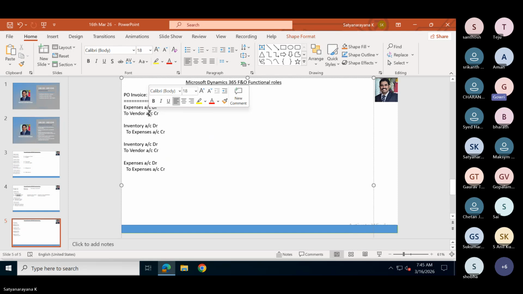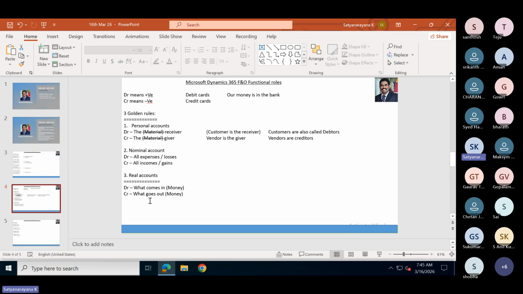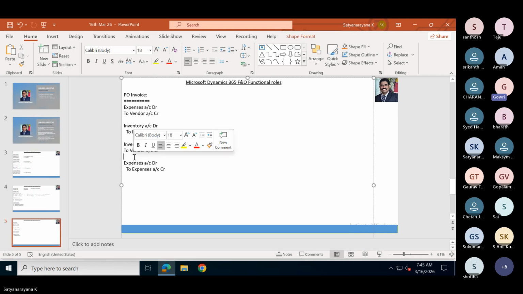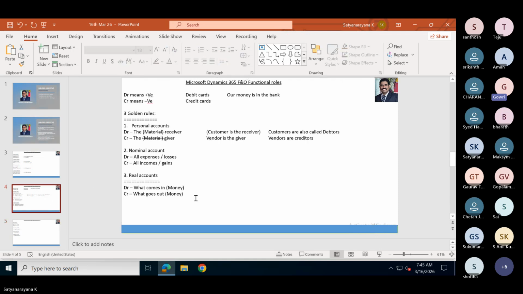So you mean to say the real account is only money? Yes, I'm not talking about assets. But when you say that real account is only money, it is not like that. Real accounts may be money, inventory, fixed assets, everything. Those are assets. Inventory and assets are also real accounts, right?